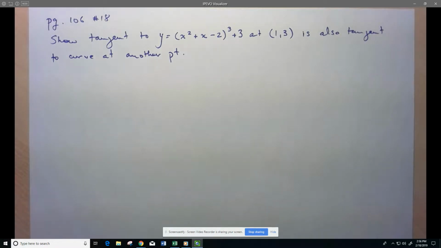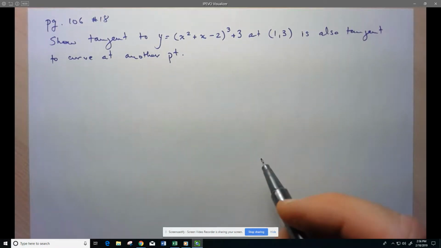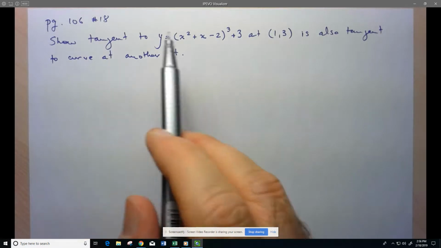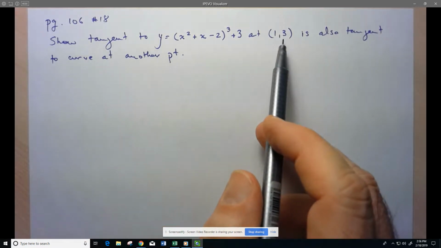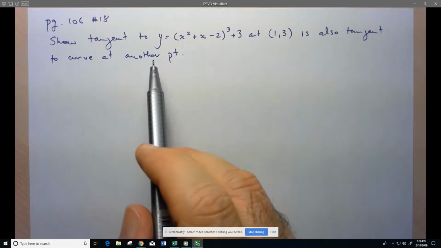Hi folks, we're going to take a look at page 106, number 18. They ask us to show that the tangent to this curve at the point (1, 3) is also tangent to the curve at another point.